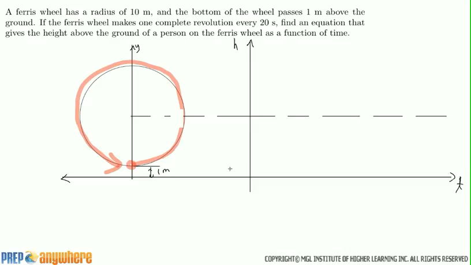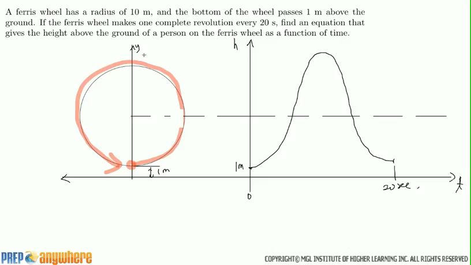Then when you get on at the bottom here, we start at the bottom. So at time 0, we're at exactly 1 meter. That makes sense, right? As time goes forward, we're going to go like this, up and then down. Now they're telling us that this takes 20 seconds.